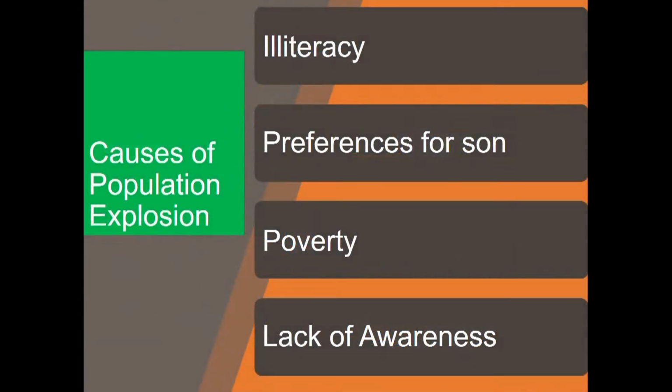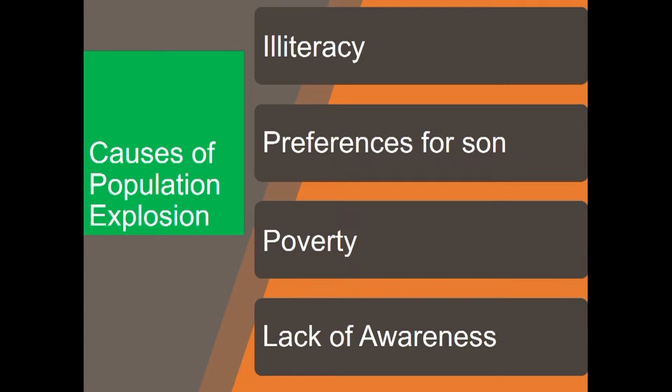पॉपुलेशन एक्सप्लोजन होने के लिए एक बहुत बड़ा कारण इलिटरेसी, जिसे ए पर्सन इलिटरेट नहीं है तो they are not able to know the various schemes and programs of Government of India. So illiteracy is the major issue of the population explosion. And preference for son is also another reason.